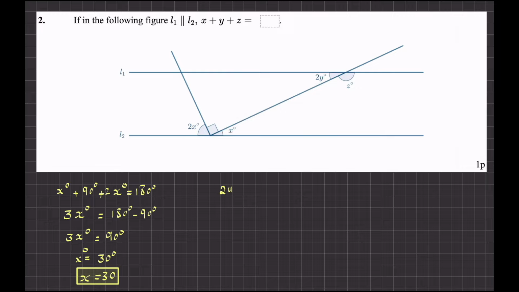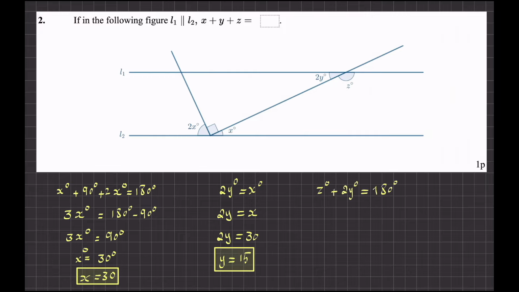So 2y degrees is equal to x degrees. It means 2y, by just dropping the degree sign, is x, but we just got what x is. x is 30 and I want y, so I divide both sides by 2. So y as a pure number is just 15. And then immediately you can find z. Why? Because again, we know that the sum of these two angles should be 180 degrees. So in other words, z degrees plus 2y degrees is 180 degrees.